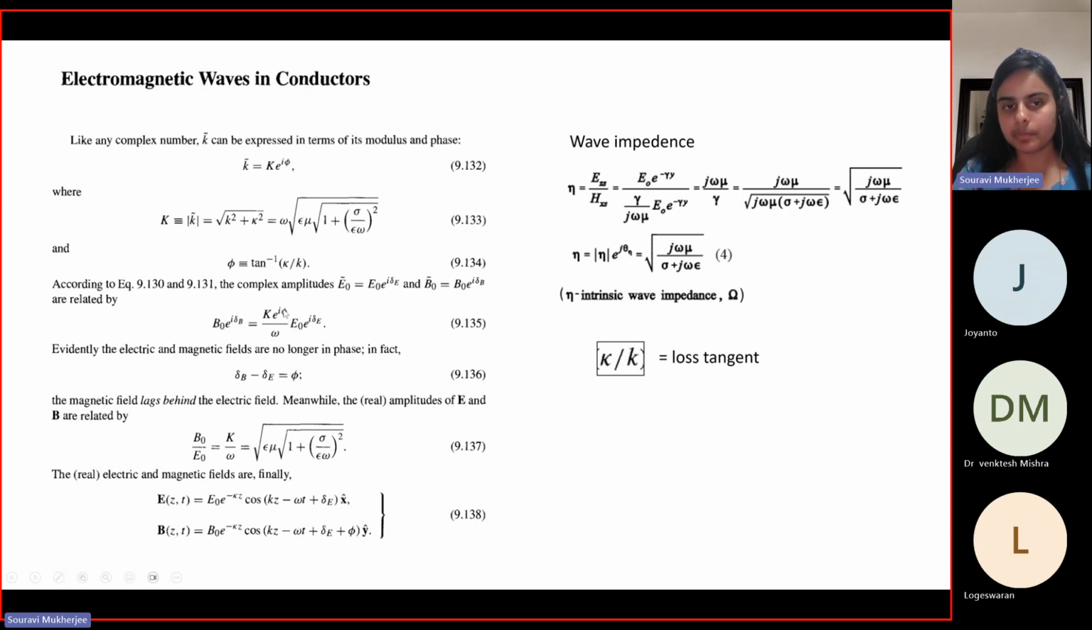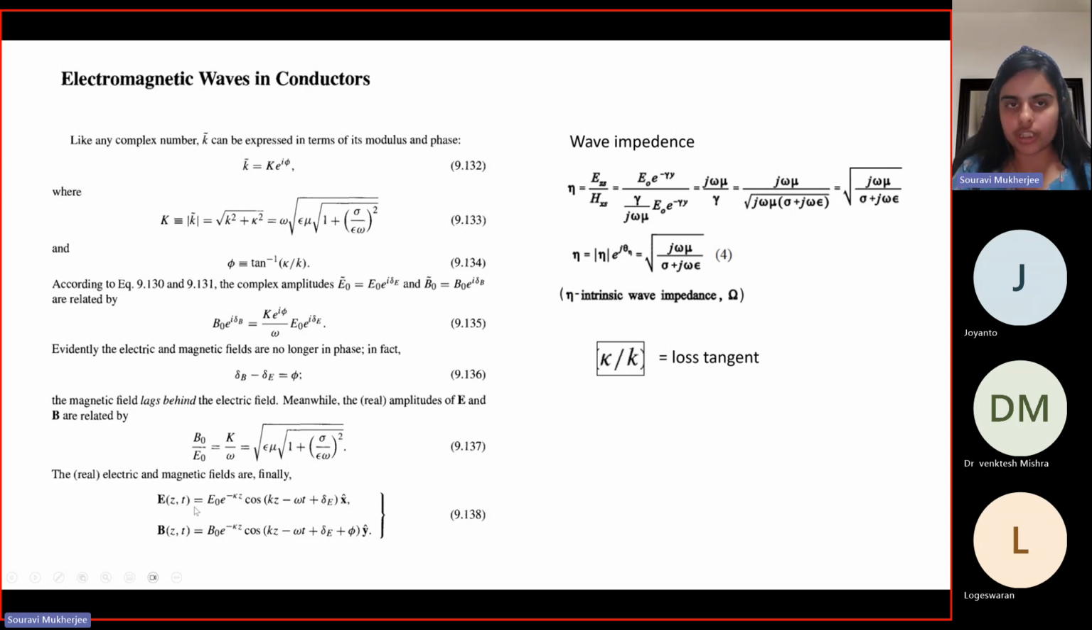You have an additional pi phase which comes in. So the magnetic field lags behind the electric field by this phase, which is phi. And phi is given by this expression here. And how are the amplitudes related? They are related by this relation here. Again, it is dependent on the conductivity of the medium.